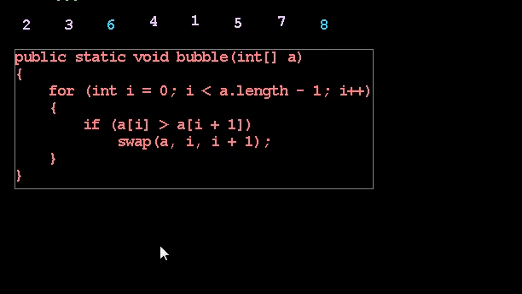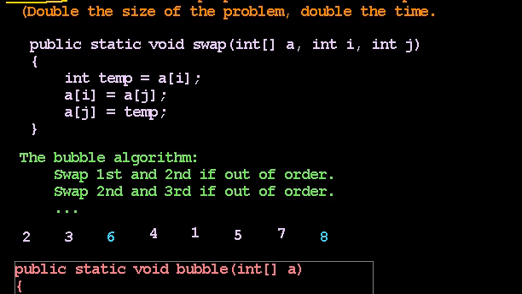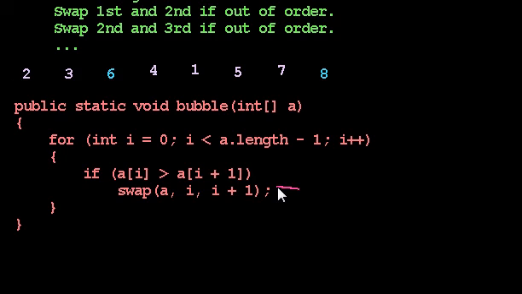Note, though, part of my analysis depends on knowing how long swap takes. Because I know that swap runs in constant time, I can therefore conclude that I'm now calling a constant time operation, swap, a linear number of times. Overall, my running time will be linear. If swap were not constant time, then this algorithm is not going to run in linear time. It's going to be worse, and we're going to see that in a moment.